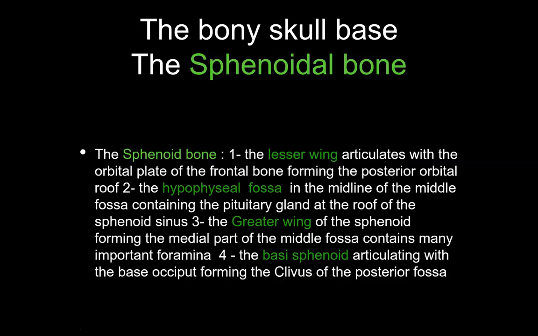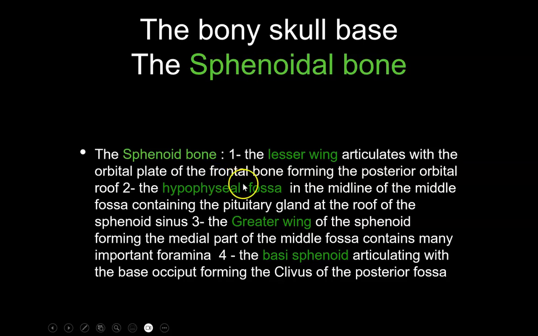Behind the sphenoid bone, behind the ethmoid bone in the midline, and laterally we have the sphenoid bone, which forms a big part of the middle cranial fossa. What is apparent in the middle fossa is the lesser wing articulating with the orbital plate of the frontal bone. So the sphenoid bone forms the posterior part of the anterior fossa.